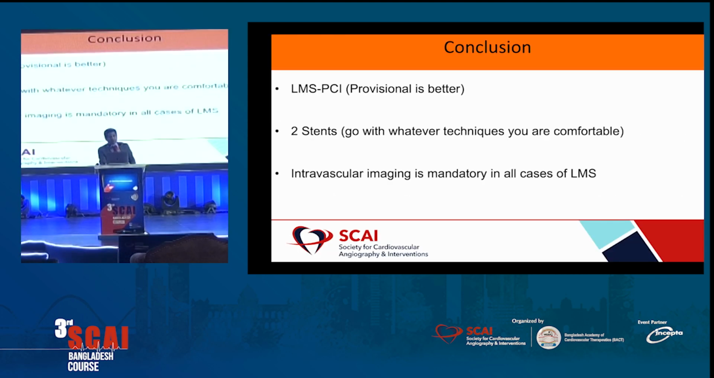So my conclusion from this talk is left main stem angioplasty, provisional stenting is better, whether you're doing it in the ACS setting or in stable angina. If you want to do 2 stents, go with whatever technique you're comfortable with. So Culotte, DK crush, or TAP. But intravascular imaging is the key for all left main cases, and you saw the cases I've shown.